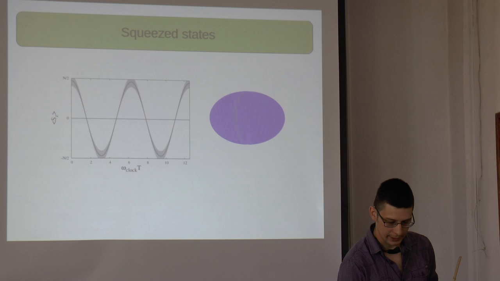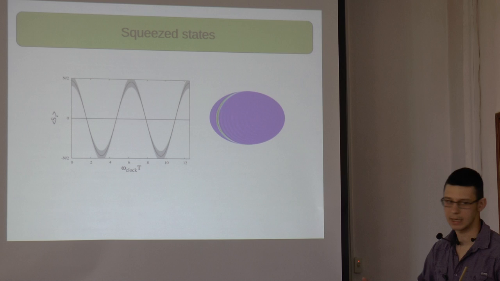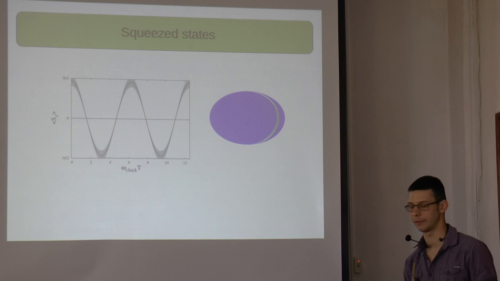And to find what state is the best, you should maximize this Fisher information, because the uncertainty is limited by 1 over the square root of the Fisher information. The larger the Fisher information, the smaller the possible uncertainty.